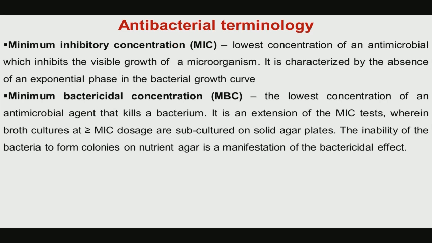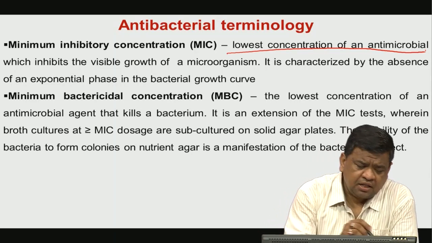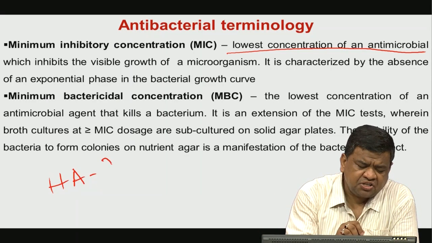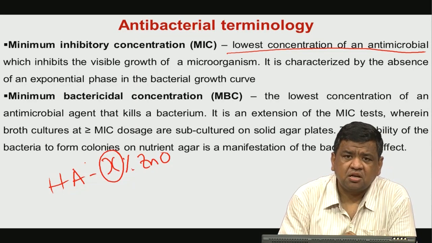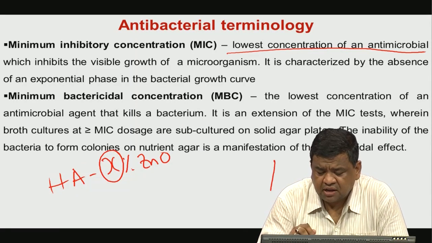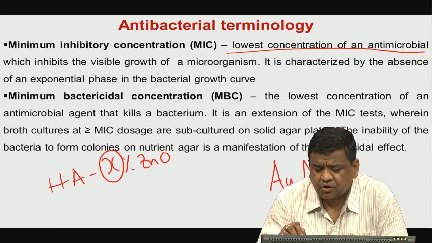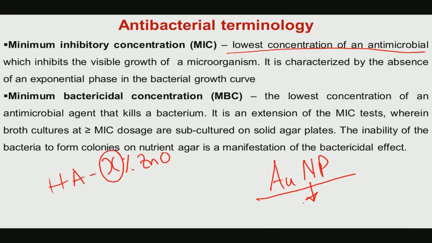Let us define that. So, minimum inhibitory concentration means the lowest concentration of any antibacterial, any antimicrobial. Now, in the context of bulk materials, you can say HA with X% silver or zinc oxide. Now, X is to be optimized, that is, what is the minimum percentage or minimum value of X which will give you that inhibitory concentration. Let us take the example of gold nanoparticles, AuNP: what is the dosage of this gold nanoparticle in solution which will cause this MIC, that needs to be identified, which inhibits the visible growth of a microorganism. It is characterized by the absence of any exponential phase in the bacterial growth curve.